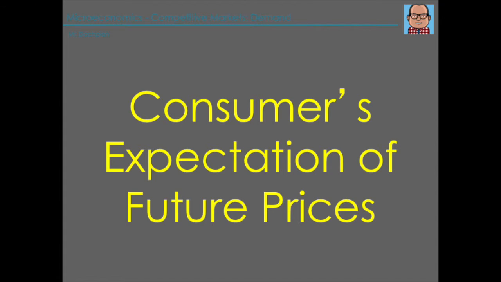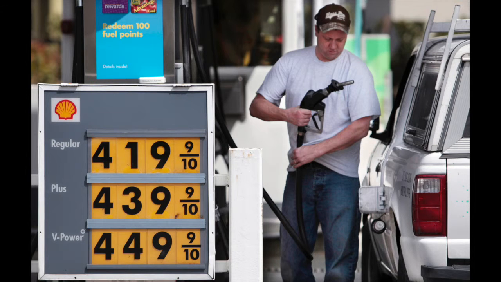If people expect the price of a good will increase, they will buy it before the price increases. If they expect the price of a good to decrease, they will wait before the price drops. What will you do if a credible source tells you that gasoline prices will go up by $1 per gallon tomorrow?